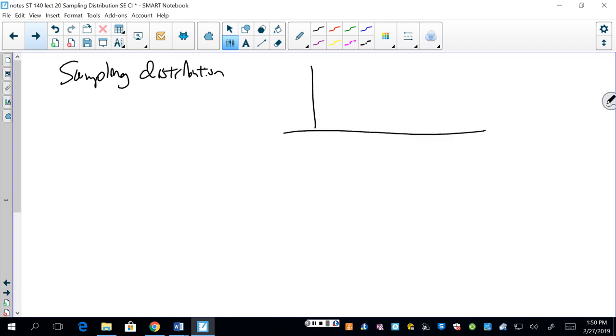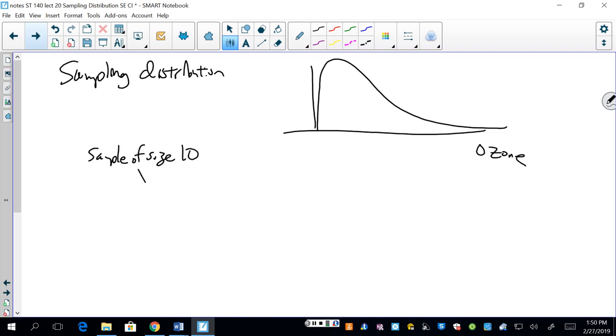some measures of ozone in New York City, and the distribution of values is actually quite skewed. Right? And we're going to imagine taking a sample of size 10 and then reporting the average. Our goal in this study would be to know what the average ozone measurement is. And we're going to contrast that to taking a sample of size 40, taking a larger sample of days.